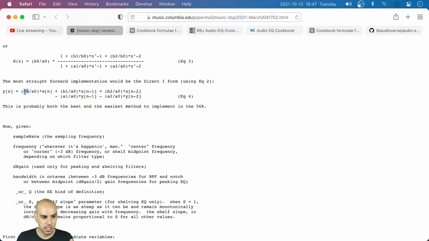And then what are these B's and A's? What are they about? Well, these are the so-called coefficients. Before, we just add up the current sample with the previous sample and 2 samples ago, and subtract the previous result and subtract the result from 2 samples ago. Before we do that, we multiply each of these guys by a coefficient. And the coefficient is going to determine what the filter is going to do.